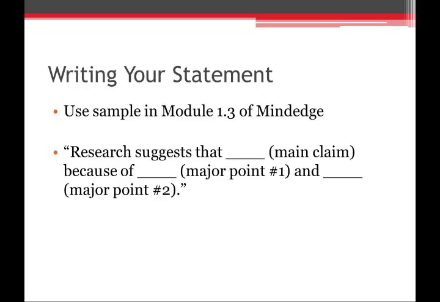So the sample I've written here in Module 1.3 basically says that research suggests that main claim, so what you believe to be true, because of major point 1 and major point 2, which are reasons for why your claim is true. And again, you can have 3 major points, so if that was the case, you would just tack on a last major point to that sentence. So it's a really simplistic statement. You do not want your thesis to be overcomplex. You want to make sure that it's clear, concise, and straightforward, and provides the reviewer and audience a good indication of what you're about to cover in the rest of your speech.